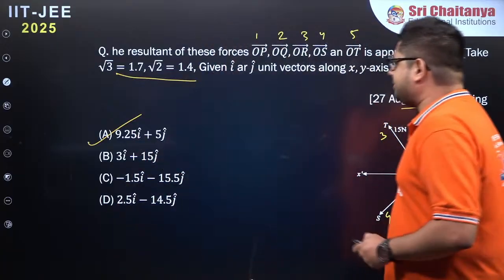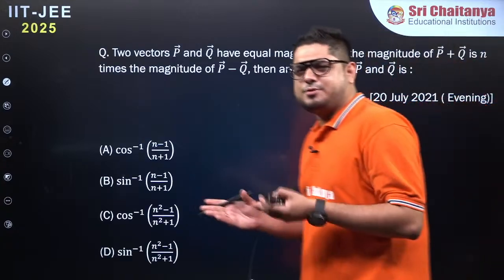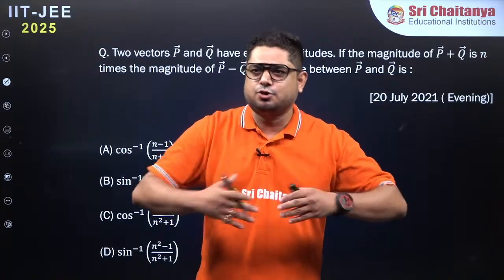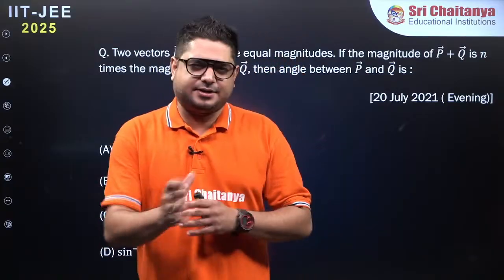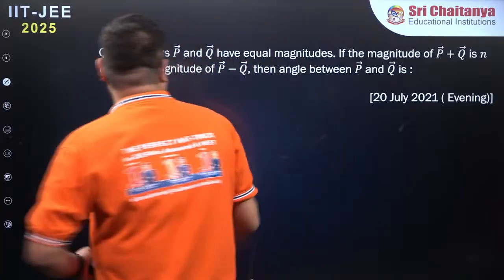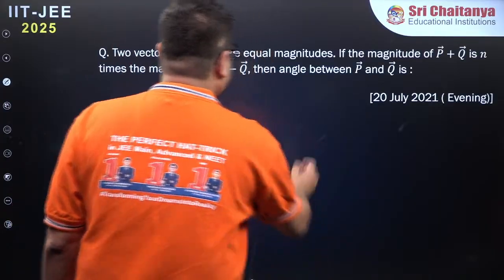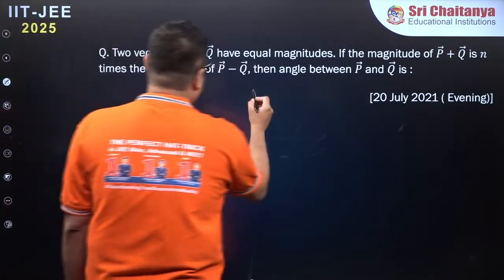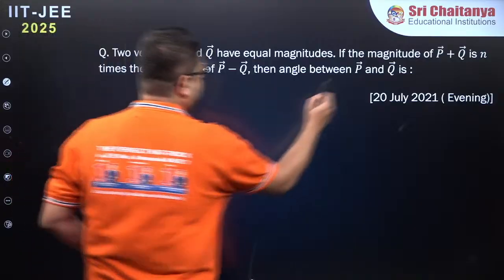Okay, so now let's try to solve the next question, because today we are going to be solving the questions in a brainstorming fashion, isn't it? We need to do all the questions because we have to wrap up vectors. We have already discussed we need to solve all the questions. So what about this one? Two vectors P and Q have equal magnitudes. If the magnitude of P plus Q is n times that of the magnitude of P minus Q, that's what is being given.